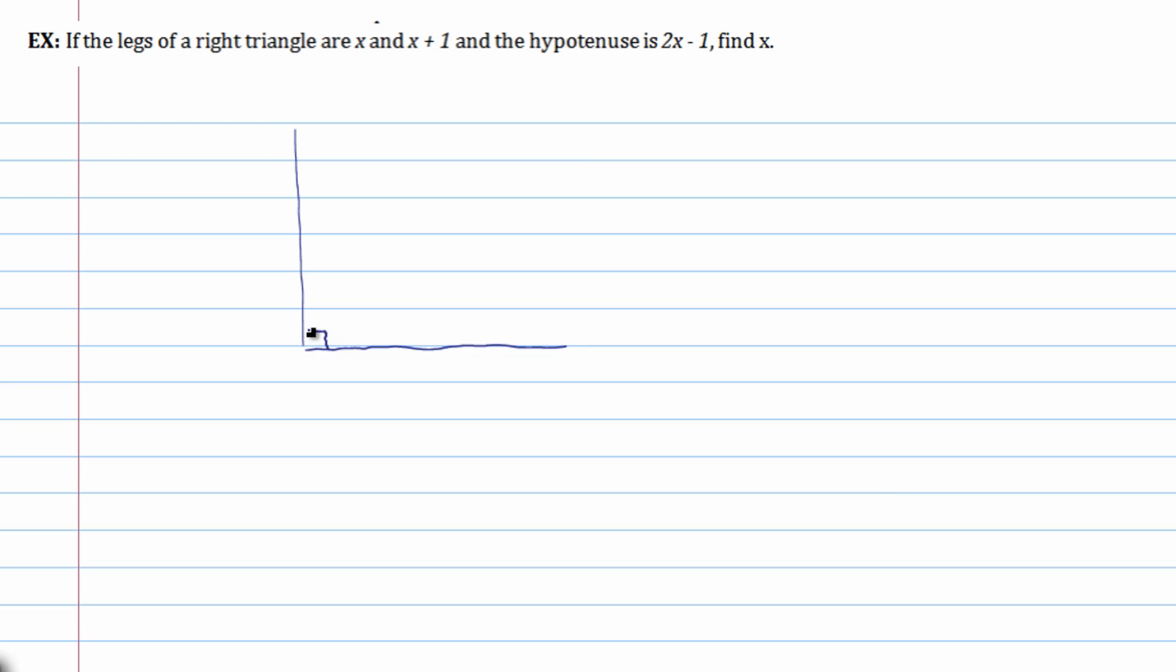So here's a right triangle. They've given me the labels that I'm going to use for my legs here. This is x, this is x plus 1. Those are the legs. The hypotenuse is the side opposite the 90 degree. We call this 2x minus 1. And we just want to find x.